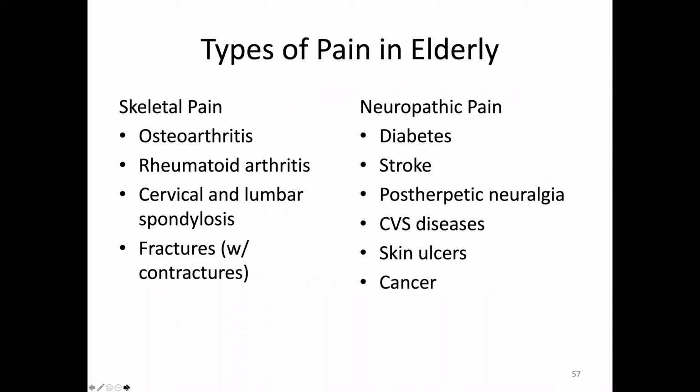When you look at the type of pain that the elderly experience, we have skeletal pain that tends to affect primarily the bones. We see things like osteoarthritis, rheumatoid arthritis. From falling, they may have fractures, and when they get fractured they get contractures, which means that things pull in, and those contractures can push on nerves and create problems. We also see a lot of neuropathic pain. This is nerve pain that occurs with diabetes, stroke, post-traumatic neuralgia, shingles, things like that.